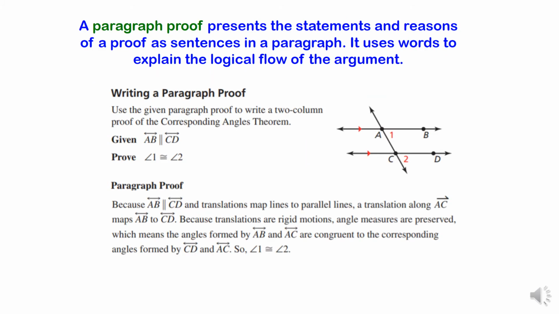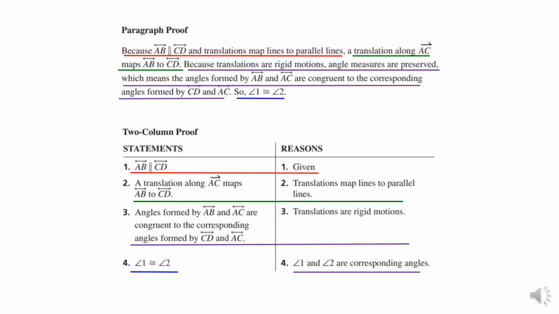A paragraph proof, we've already talked about these once, presents the statements and reasons of a proof as sentences in a paragraph. So here's an example, but what I really wanted to show you is how you take a paragraph proof and make it into a 2-column proof, or even how you could go backwards to a paragraph proof. So if writing the 2-column proof is easier, then you would use transitive words to make it into a paragraph proof. So you can pause and look at this one too and review how they put it together. But notice it's in the same order, it just has different wording.